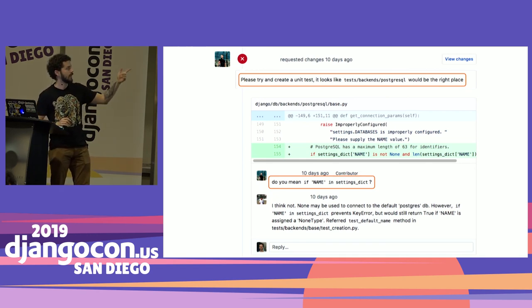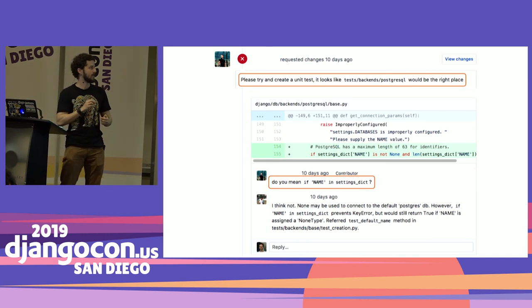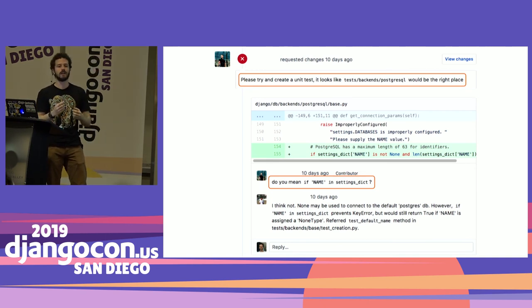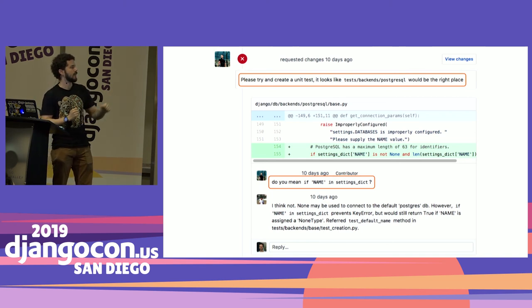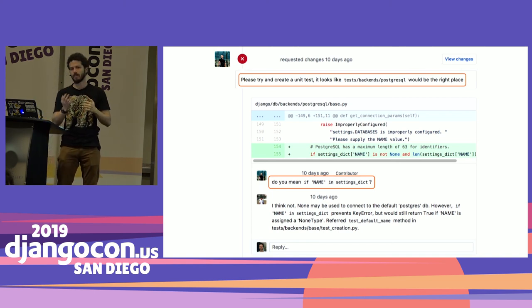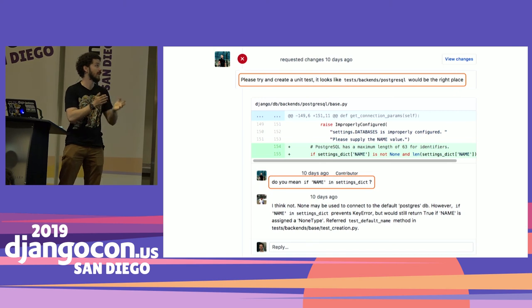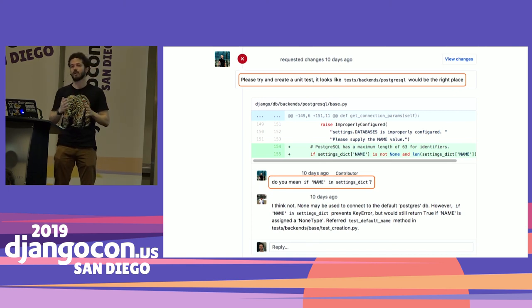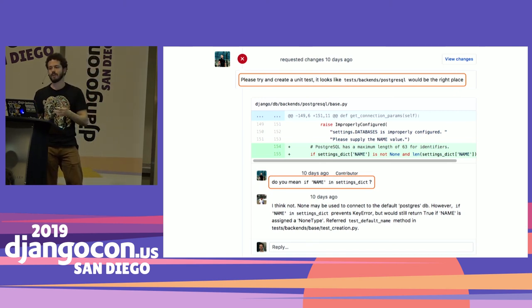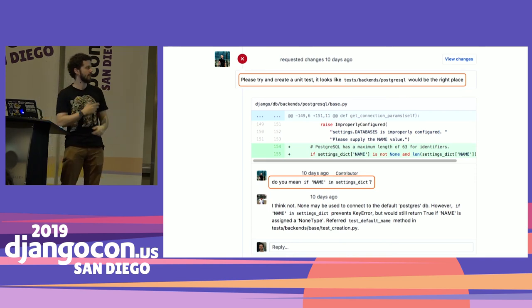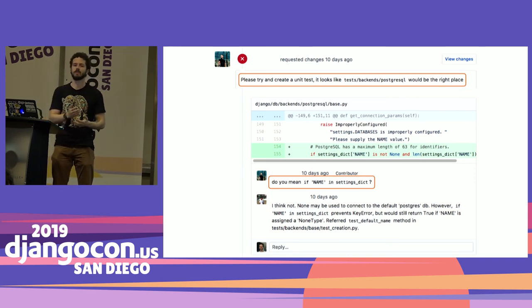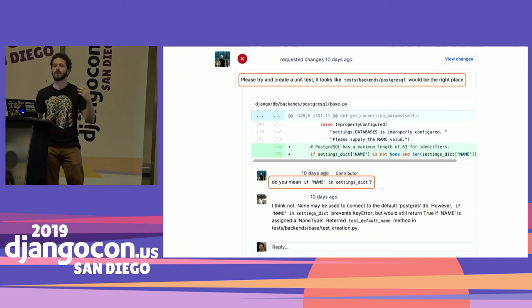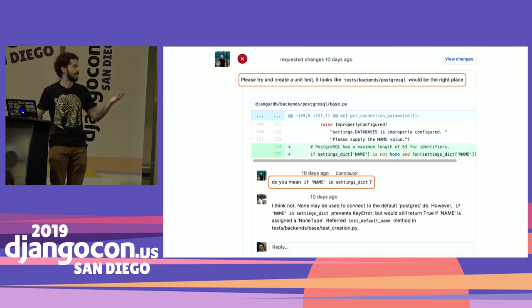And also, there's a second part of it that he comments. The reviewer comments in a specific part of the code, and instead of just saying this should be name, he says, do you mean name? If name in settings dict. So he gave the author the opportunity of explaining him or herself. And the author actually came with an explanation saying why he didn't think it should be like that. So maybe that's something you hadn't thought about before. And there's the opportunity for the author to explain.